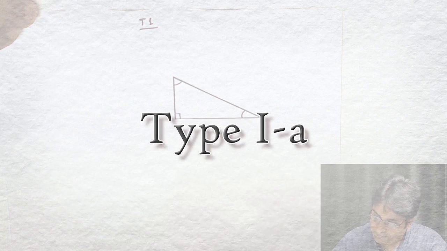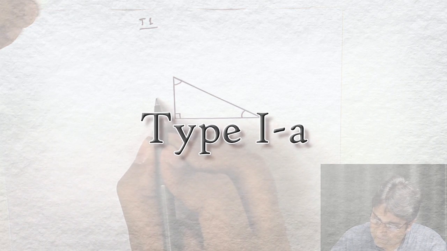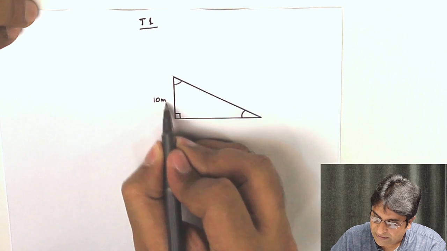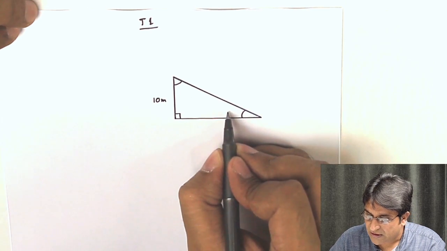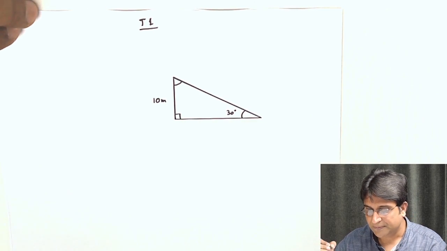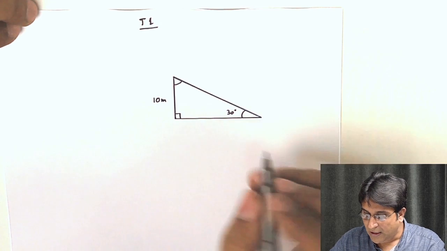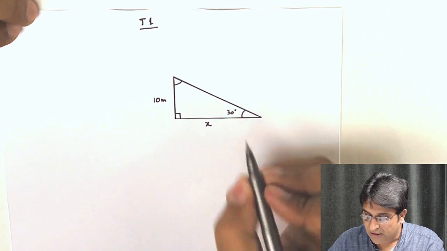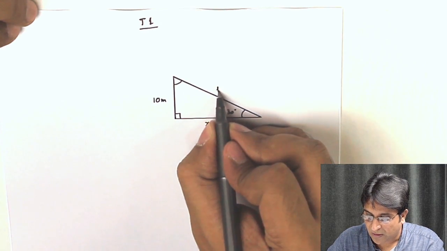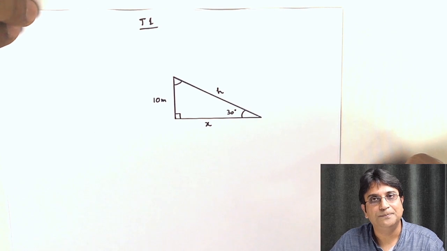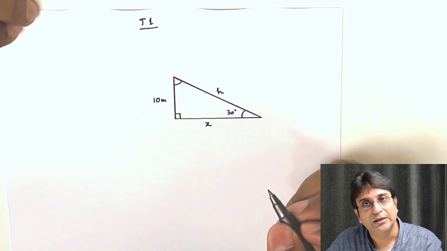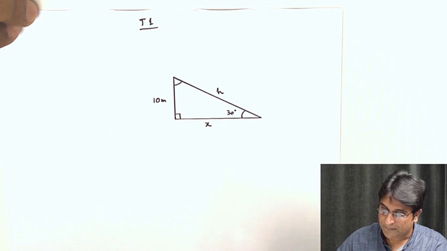So let us say that this side is given. This is 10 meters. This side is given and this angle is given. Let's say this angle is 30 degrees. And you are required to find this side, let's call it x. This side, I'll call it hypotenuse h.